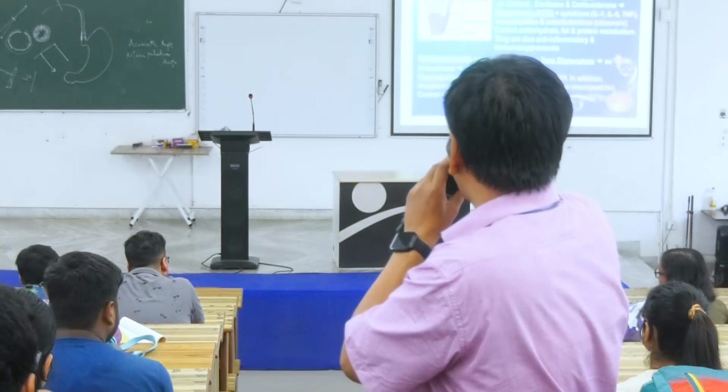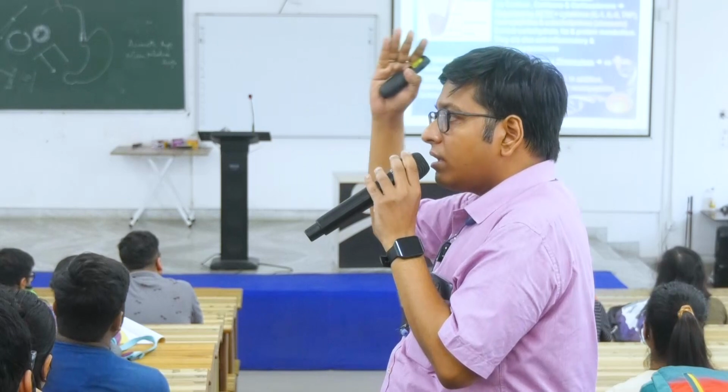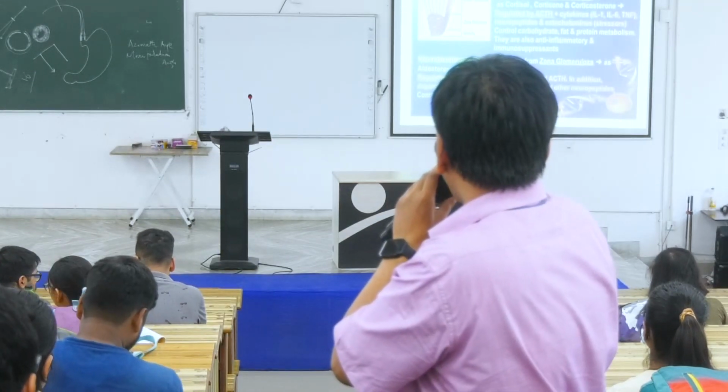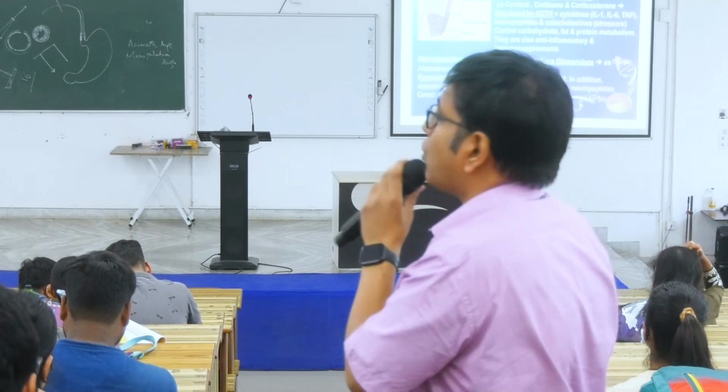It is a different axis. So please remember, mineralocorticoid comes under control of angiotensin 2 through the renin angiotensin aldosterone axis, and also the mineral potassium. ACTH plays a very minor role.